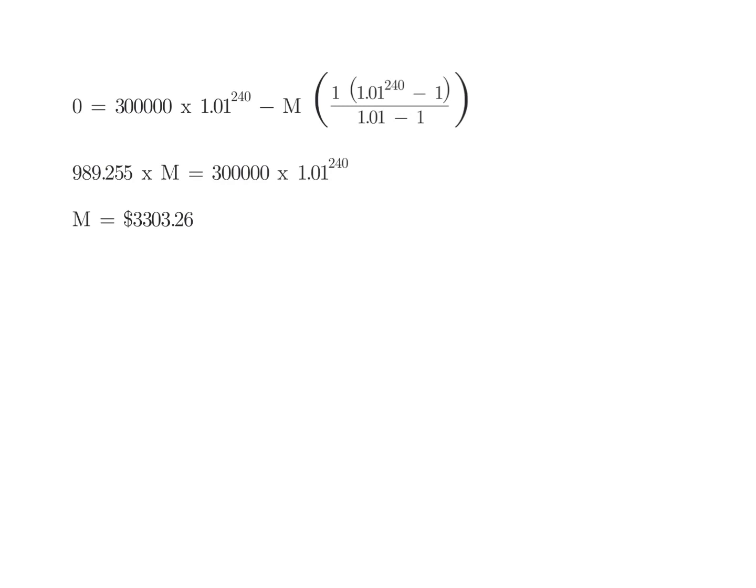Because I've got 0 on the left, I'm going to add the M with what we calculated as the sum of the GP. So we get 989.255 times M equals 300,000 times 1.01 to the 240. Divide by the 989.255. And our monthly repayments are $3,303.26.